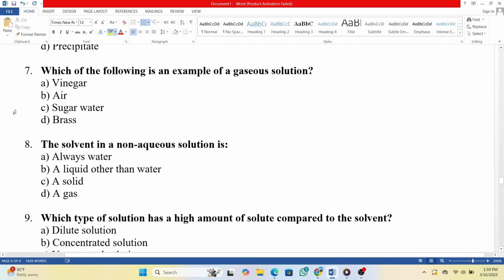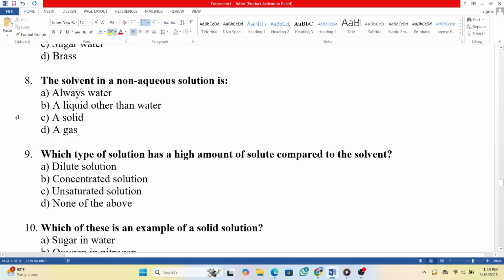Which of the following is an example of a gaseous solution? A. Vinegar. B. Air. C. Sugar water. D. Brass. Answer, B. 8. The solvent in a non-aqueous solution is A. Always water. B. A liquid other than water. C. A solid. D. A gas.